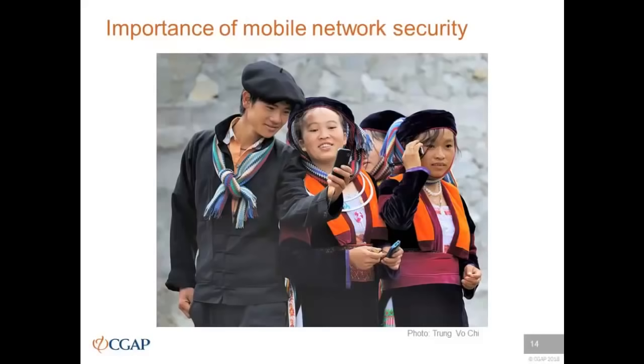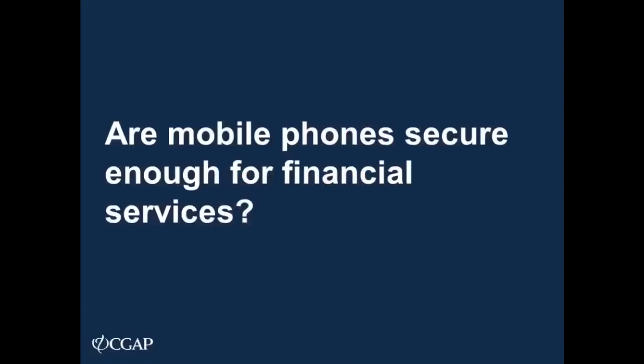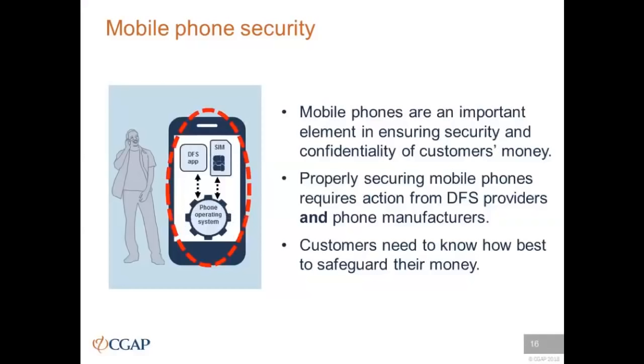So the key question then is, are mobile phones themselves secure enough for financial services? So mobile phones enable customers to access DFS. They are an important element in ensuring the security and confidentiality of customers' accounts. So it's vital that hackers cannot access phones to see what's stored on them, and that DFS data and transactions, specifically including PINs, can't be eavesdropped. Properly securing a mobile phone requires action not just from the DFS provider, but also from mobile phone manufacturers and customers themselves, who should be made aware of their responsibilities.